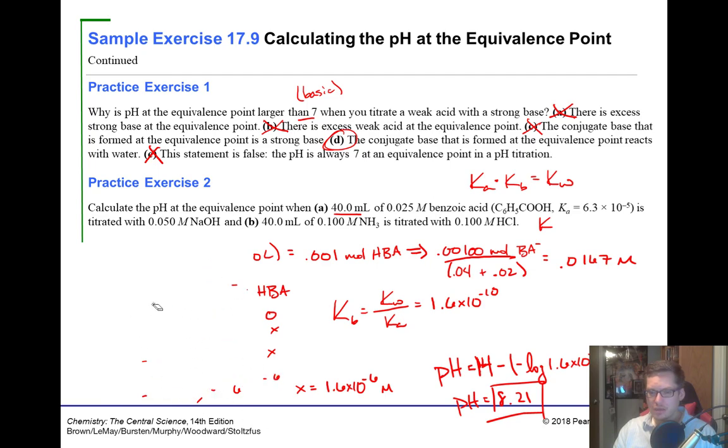Guess I need the Ka or the Kb of NH3. I guess I'll have to Google that.